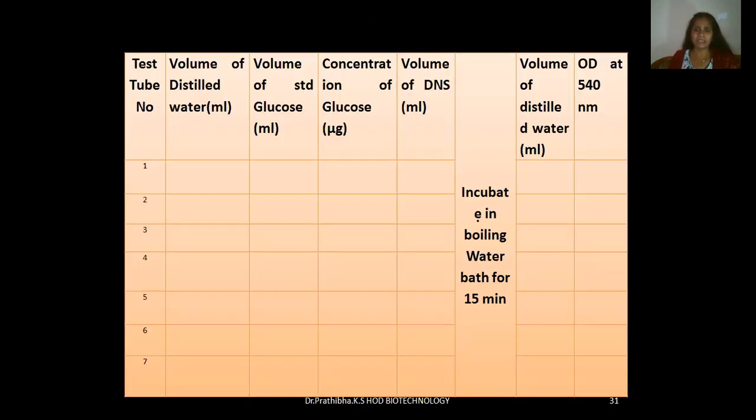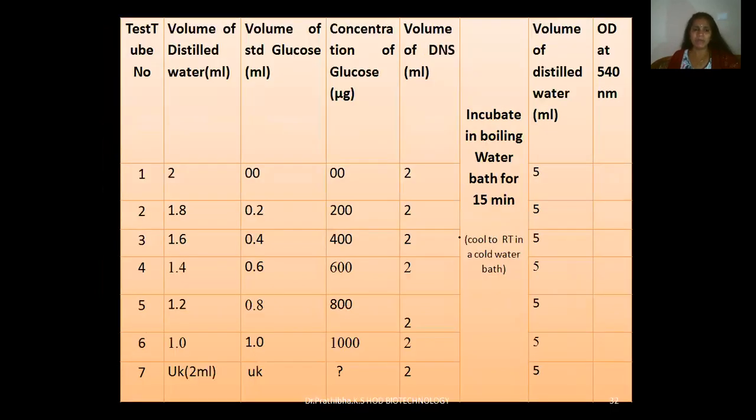So this was the tabular column we went through. Now let us understand it. We took test tube numbers 1 to 7, and the 7th one was the unknown. For the first test tube, we did not add any glucose. For the second test tube, we added 0.2 ml of glucose, then 0.4 ml, then 0.6 ml to the fourth test tube, then 0.8 ml to the fifth test tube, then 1 ml to the sixth test tube.